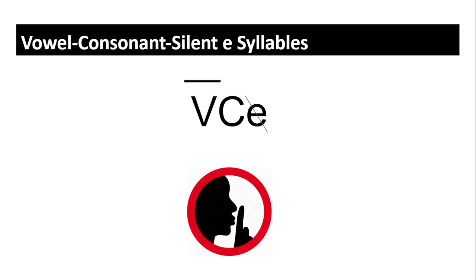So remember, when you're reading and you come across a word that has a single vowel followed by a consonant and an E, try making the E silent and the vowel long, and that may help you to be able to read a word.